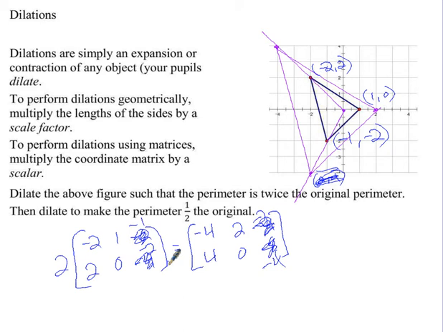But now once you do that dilation, we have -4, 4, that's one of my ordered pairs that I knew I had. 2, 0, there's the second one. And then -2, -4, there's the third. So the matrix, as long as you don't pull a me and set it up correctly, works. Multiply by the scale factor. So let's do the other one. Dilate to make the perimeter half the original.